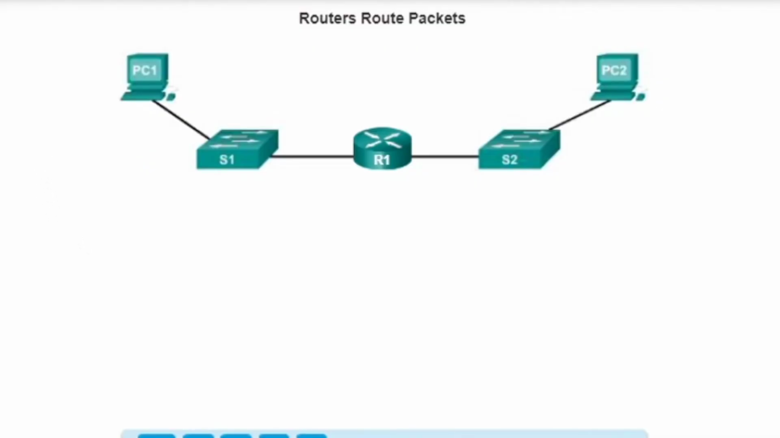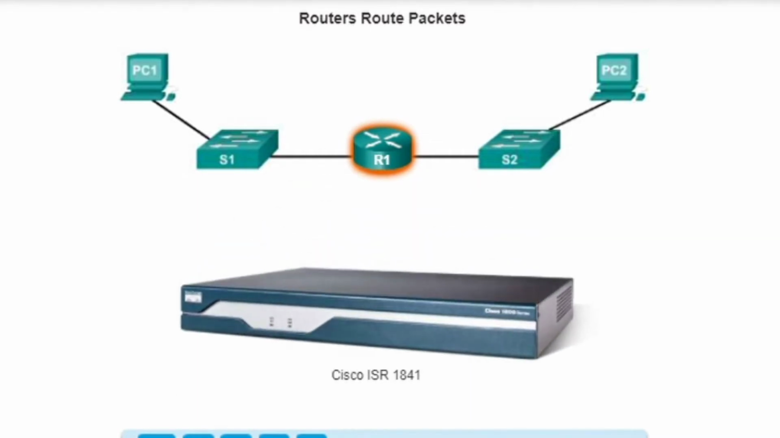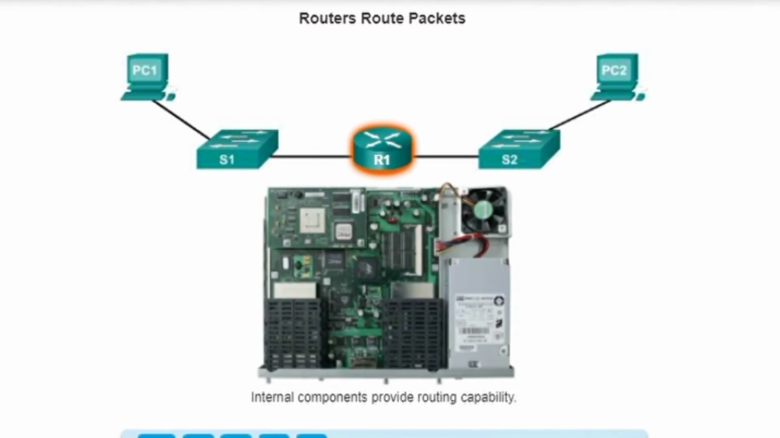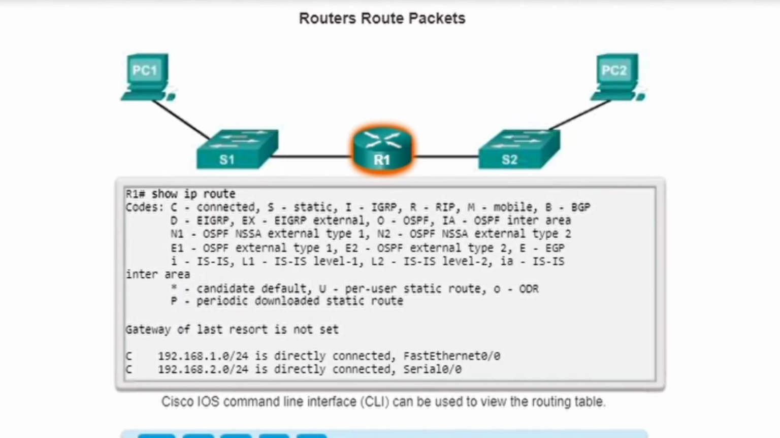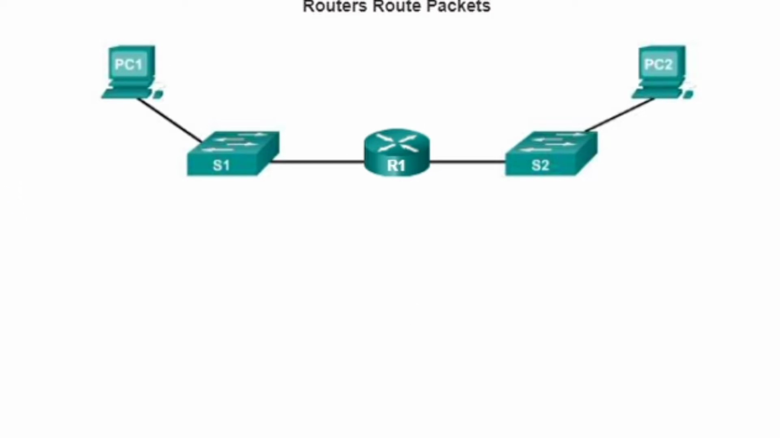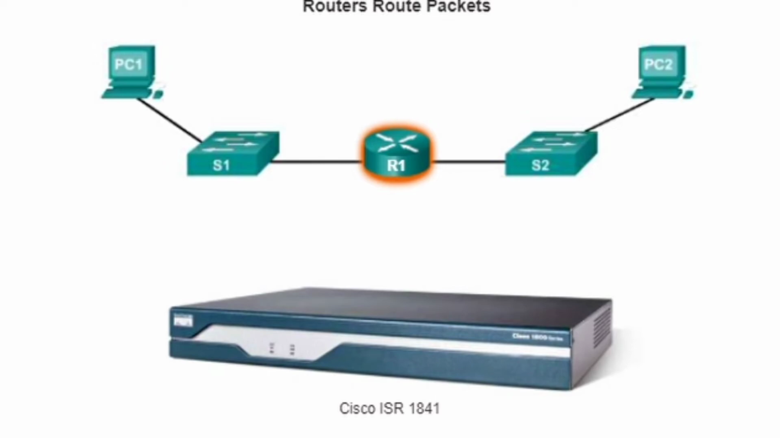In the animation in this figure, the network topology diagram consists of two hosts, two switches, and two Cisco 1841 Integrated Services Routers, or ISRs. As I mentioned earlier, when a packet arrives on a router interface, the router uses its routing table to determine how to reach the destination network.